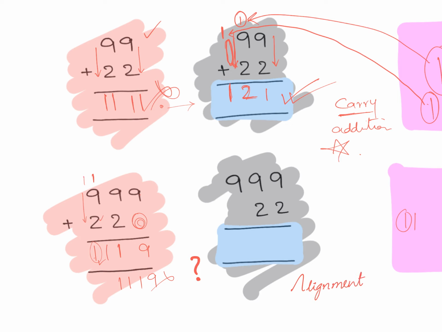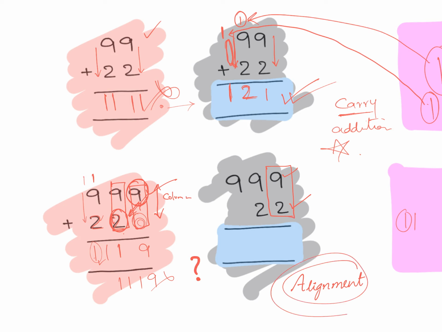What is this alignment? Look at this problem. 999, the last digit of this one is 9, and the second number is 22. The last digit of this number is 2. So the last two digits must be in the same line, that is the same column. Are they in the same column? No. Here it's a different column and here it's in a different column. So we have to bring the last digit of 999 and the last digit of 22 in the same column. Then after this alignment we need to solve.